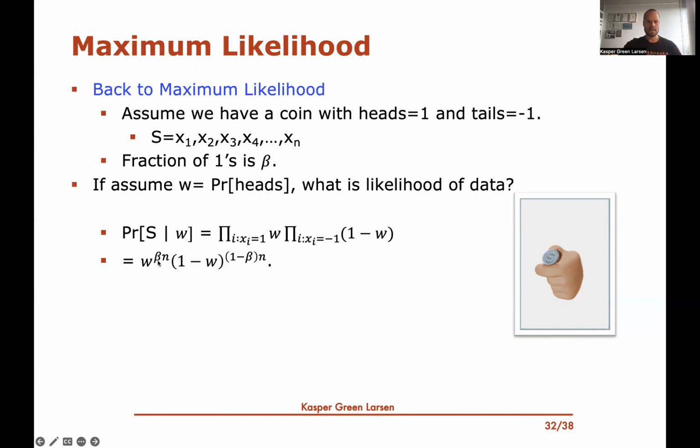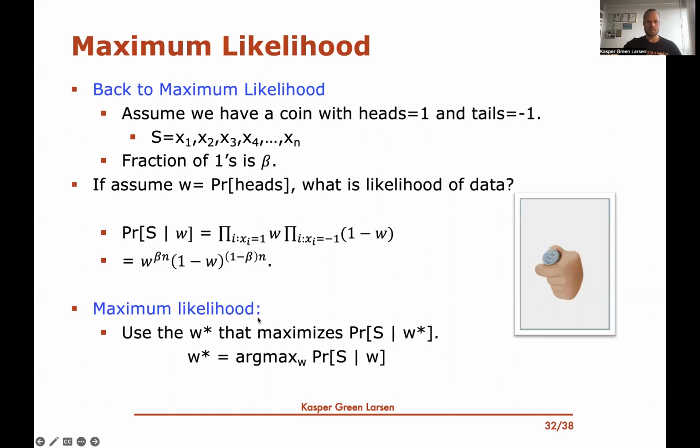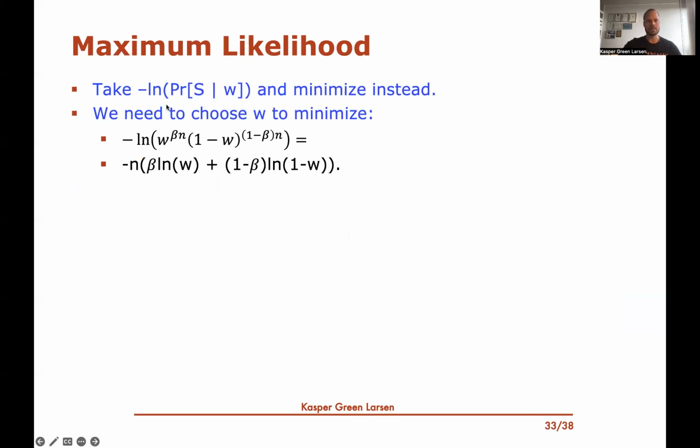Again, we argued that this had to be, well, you take the probability of heads, raise it to the number of heads, and then the probability of tails, raised to the number of tails. We wanted to do the maximum likelihood. We wanted to choose the w star that maximizes this expression. And we argued that we could take the negative log instead and minimize that. So we took the negative log of this probability, giving us this expression down here: -n times beta log w plus 1 minus beta log 1 minus w.